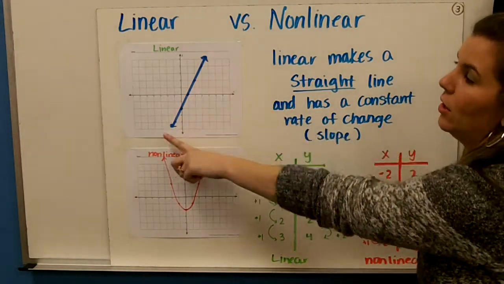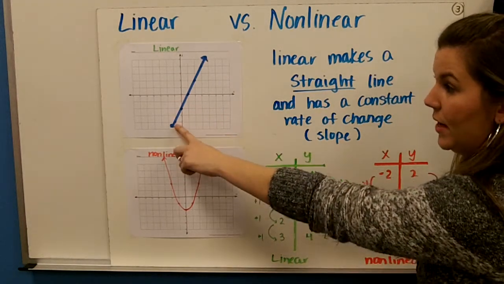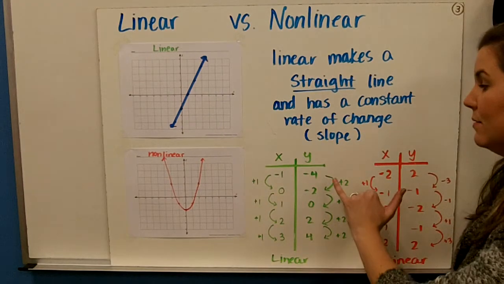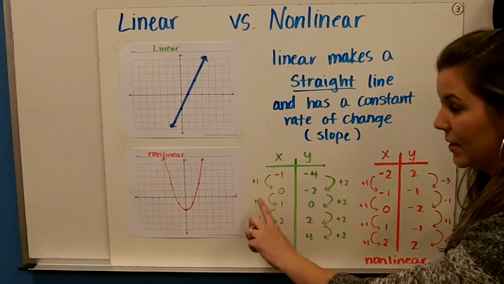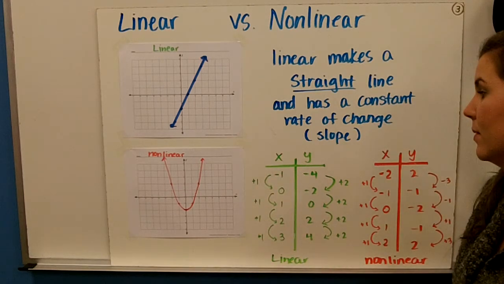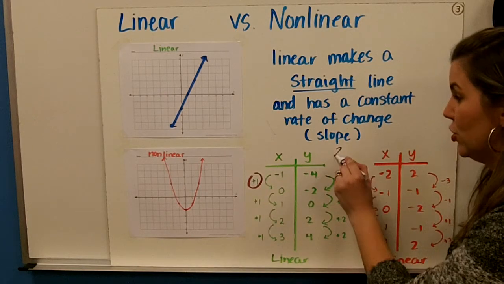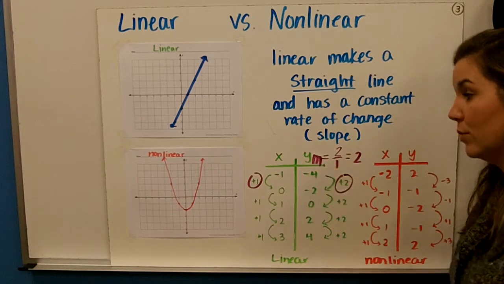I wrote down all of the ordered pairs from this line, -1, -4, 0, -2, etc. And I've shown you the change in y. It's going up by 2 each time. And the x's are going up by 1 each time. Rate of change means change in y over change in x. 2 over 1 every time gives us 2, which is the slope.